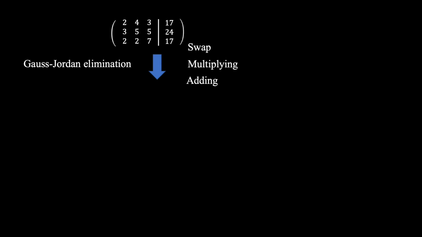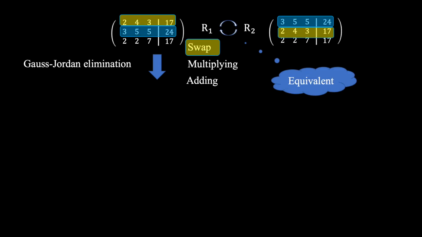Let's look at the same example we used in the last video. We swap R1 and R2. The new system remains equivalent to the original system.